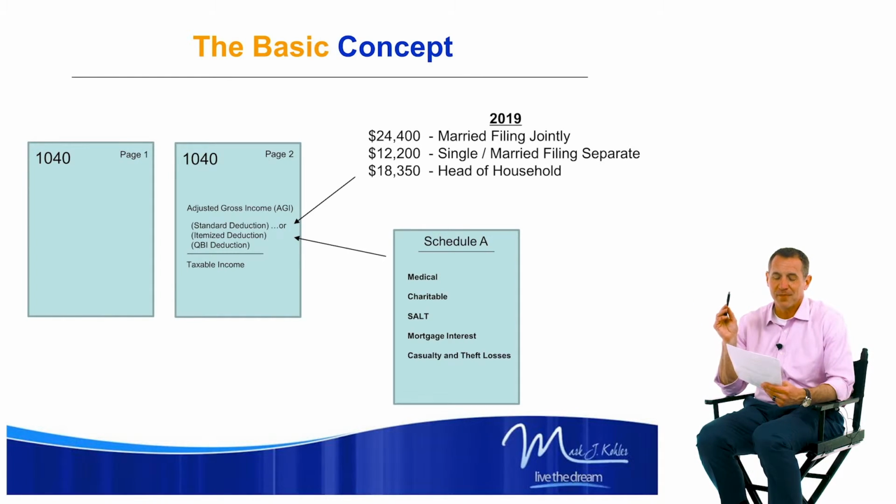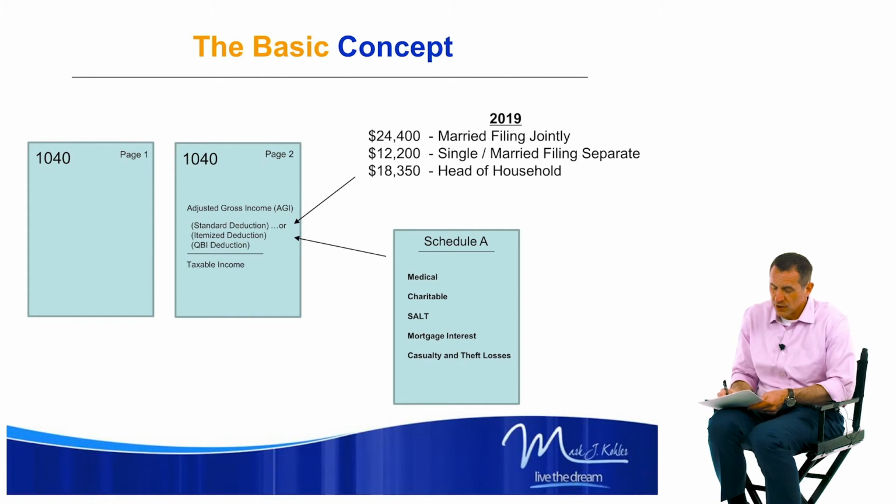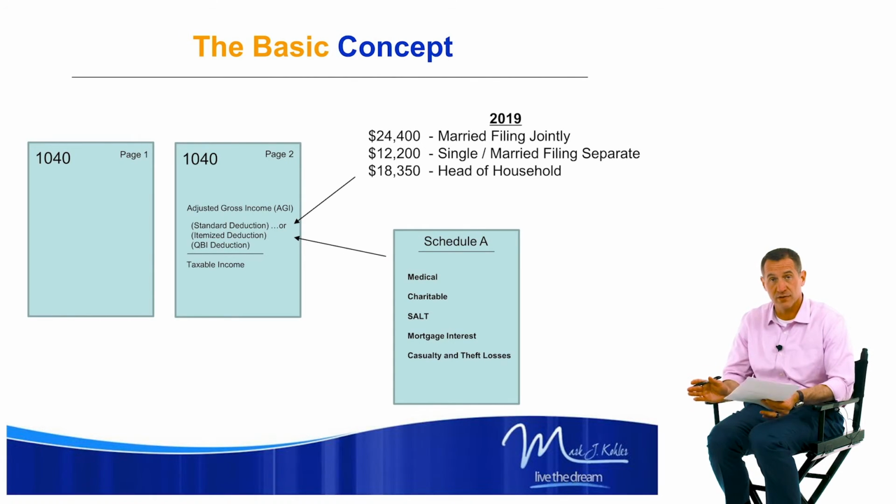All right. Now, the standard deduction is pretty straightforward. Guys, gals, what you want to do is take the bigger of the standard deduction or the itemizing. The itemizing is made up of Schedule A. The standard deduction in 2019 is really straightforward. $24,400 if you're married filing joint, $12,200 if you're single or married filing separate, and $18,350 if you're head of household. That, my friends, is the standard deduction.